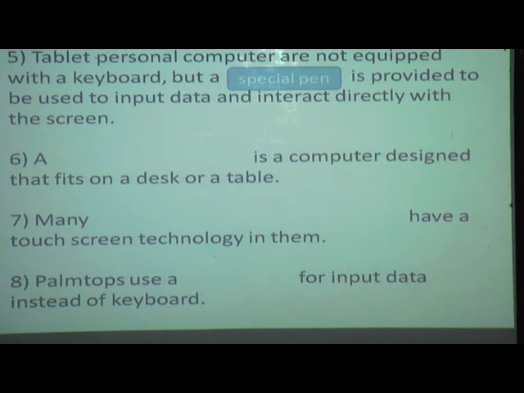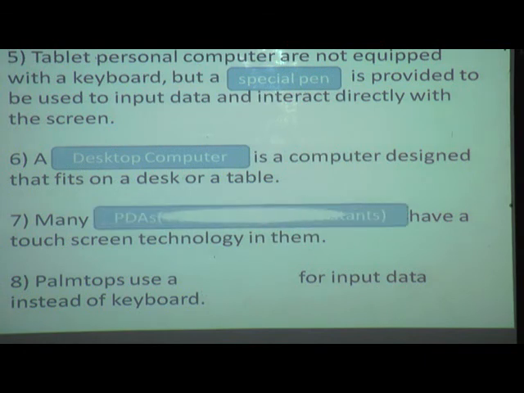A dash dash is a computer designed to fit on a desk or table. Which type of computer fits on a desk or table? Good, desktop computer. Next one is many dash dash have a touch screen technology in them. Many PDAs, where PDA means personal digital assistants, have touch screen technology in them.